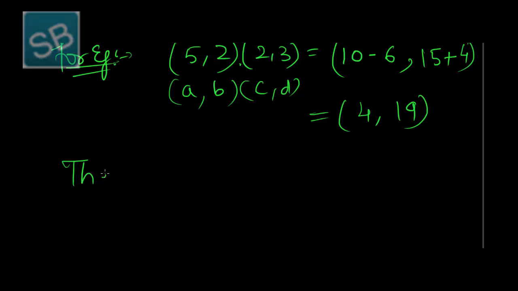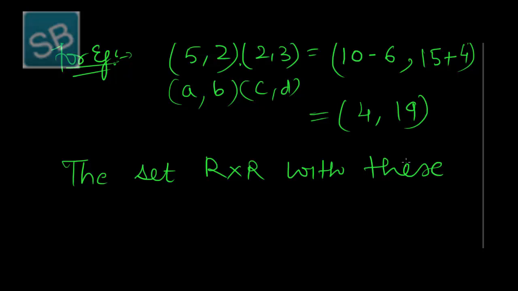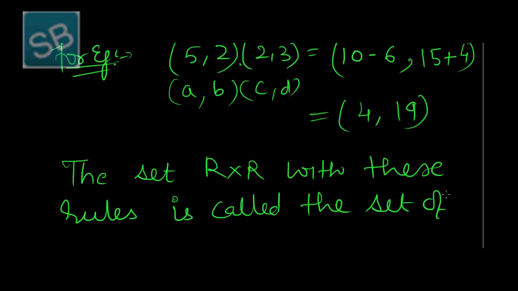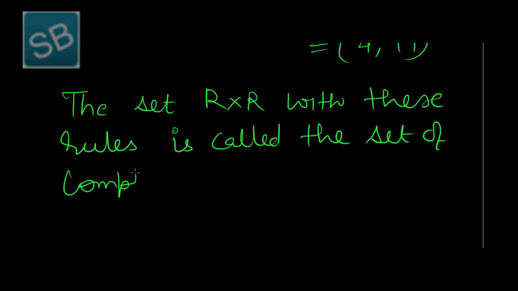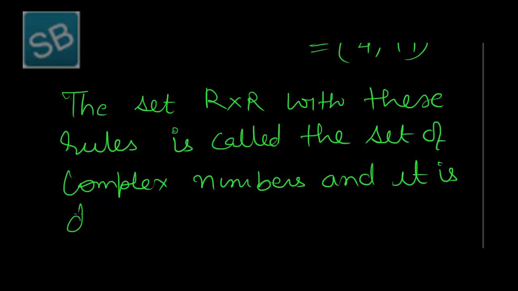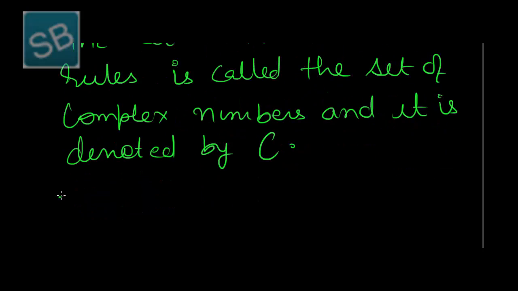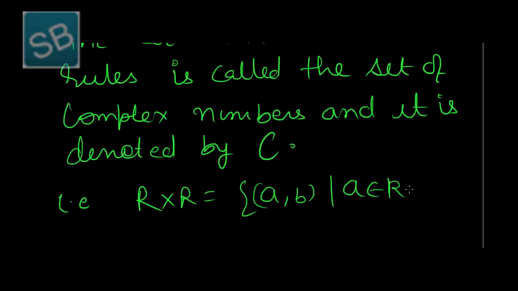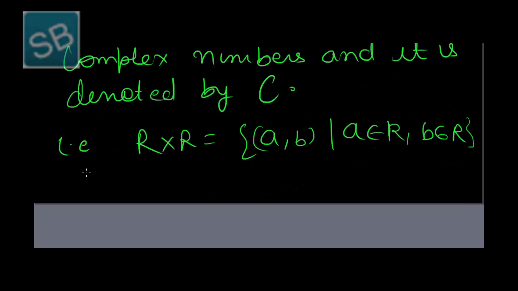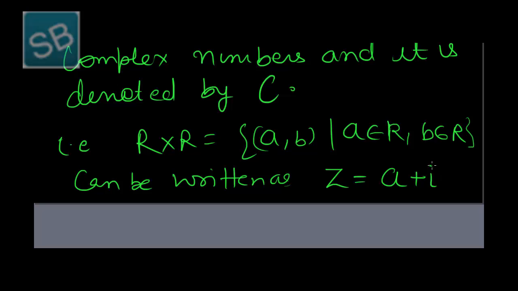So the set R cross R with these operations is called the set of complex numbers, and it is denoted by C. That is, R cross R is written as (A, B) ordered pair where A belongs to R and B belongs to R, and can be written as Z is equal to A plus iota B.